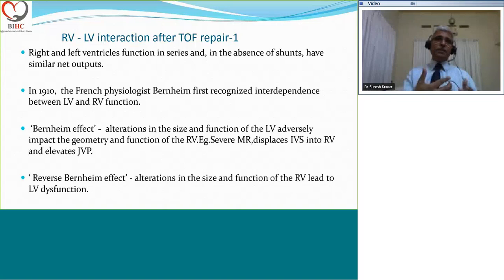the function of the RV because the septum is displaced into the RV. Now I'm referring to the left ventricular size and the septal displacement into the right ventricle. What is the clinical consequence? The JVP gets raised. That is the Bernheim effect. In tricuspid regurgitation or pulmonary regurgitation and RV volume overload, the septum gets shifted into the left ventricle. Now it's a reverse Bernheim effect, and this adversely influences the LV function.